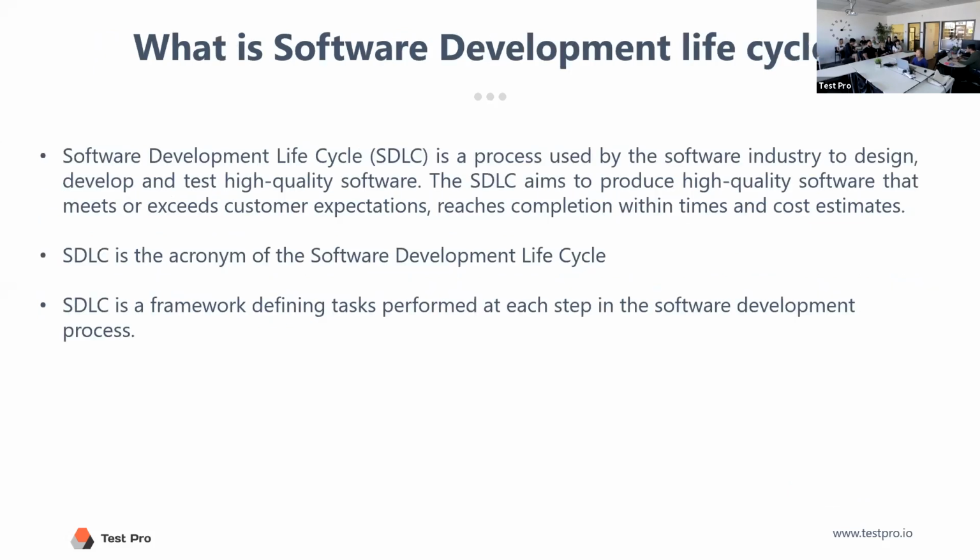All right, guys. Earlier I've been saying software development lifecycle. So what is it? The software development lifecycle, also commonly known as SDLC, is a process used by the software industry to design, develop, and test high-quality software. It aims to produce high-quality software that meets or exceeds customer expectations. It reaches completion within time and cost estimates.